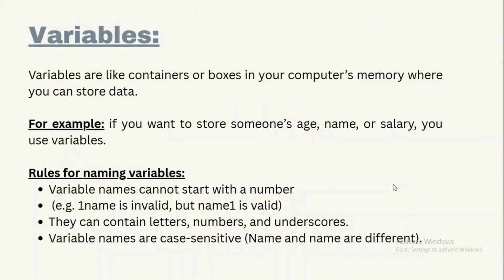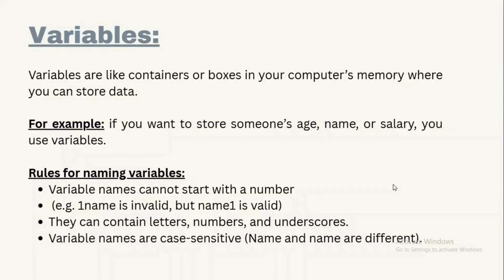Variables are like containers or boxes in your computer memory where you can store data. If you want to store someone's age, name or a salary, you can use variables. So basically in any programming language, if you want to store some data, then you need to create a variable and in that variable you can assign the value. We will see it in Python. When we assign the value, it is stored somewhere in the computer memory.